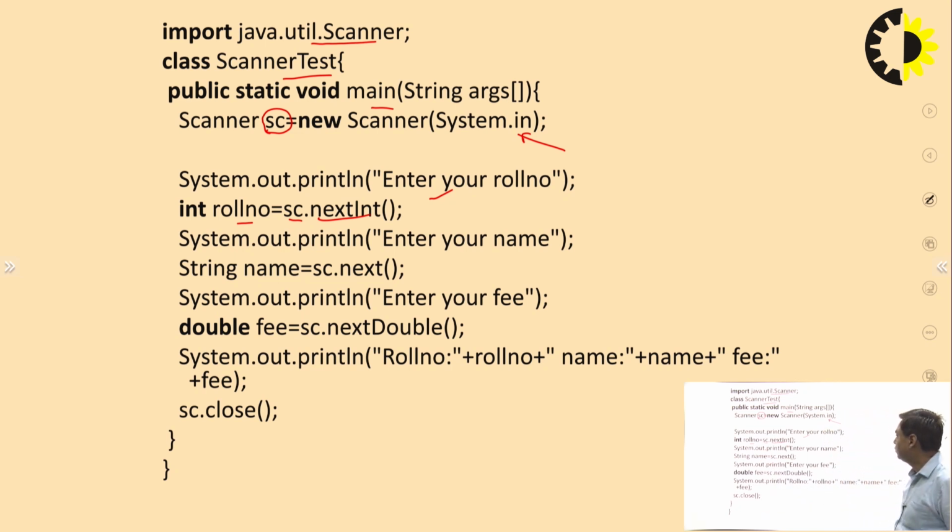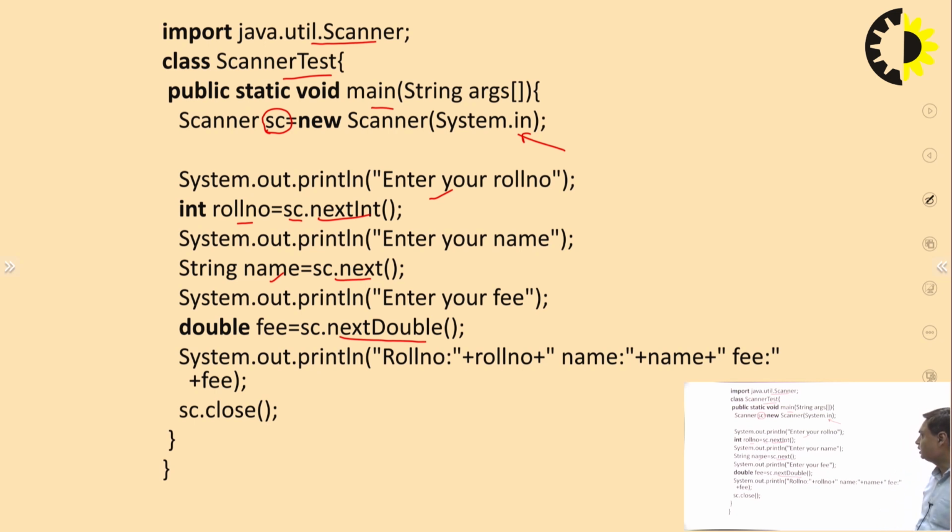And if you want to read the name, just use sc.next. It will take the string value and store it in the variable name. If you want to take a float value in the form of double, then you can just write nextDouble. So here you can see we have different types of methods available in the Scanner class for input purposes, and it is easy to use.